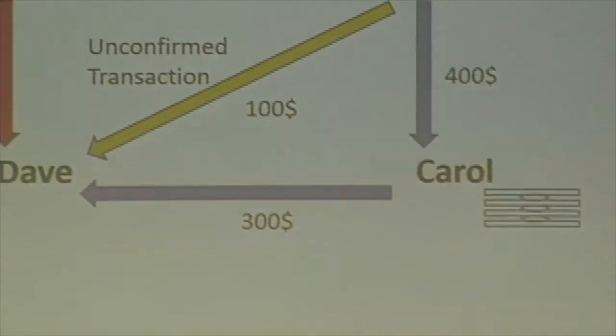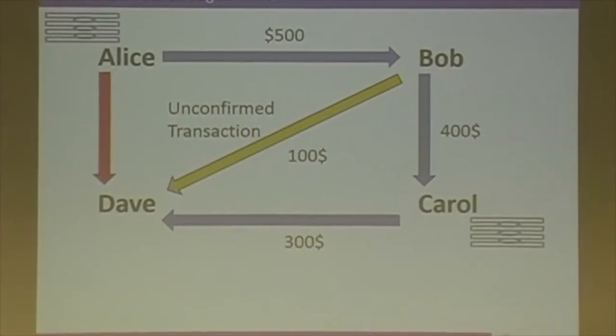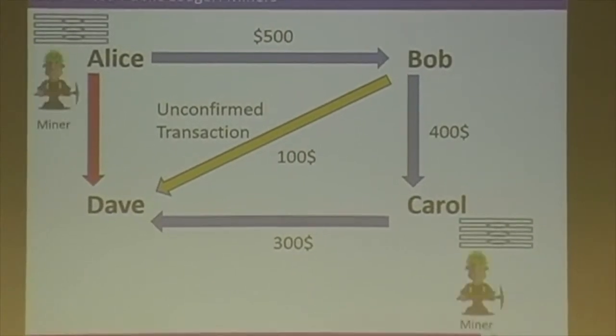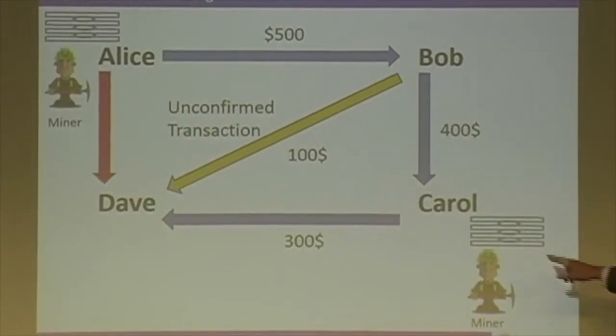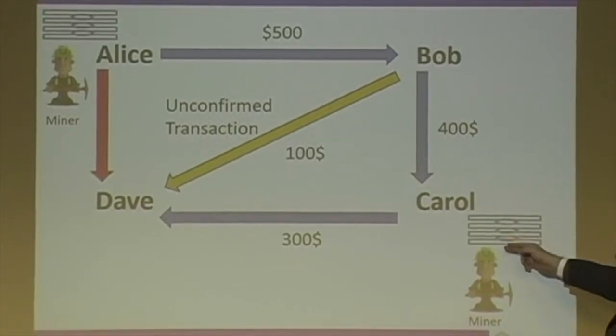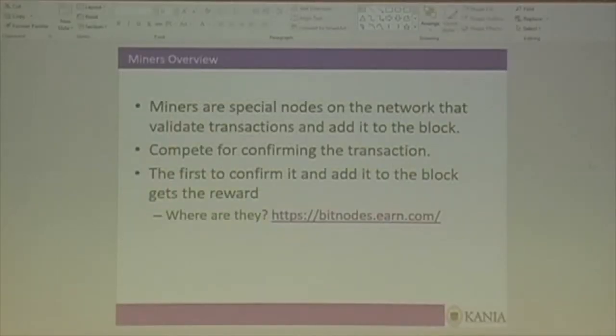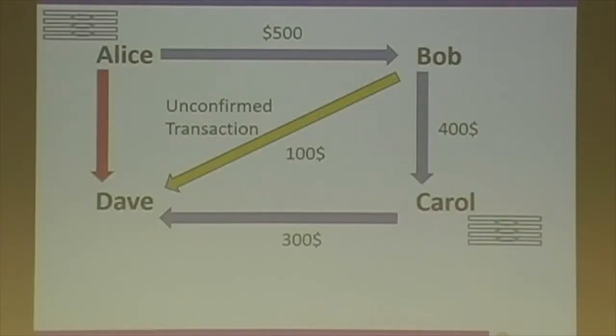Okay, so let's see here. Let's say Bob wants to give Dave $100, right? It's an unconfirmed transaction. Someone needs to do the work, right? Someone needs to validate this transaction, make sure that in my record, Bob has $100 and Dave actually exists, and that transaction needs to take place. So this is where the miners come into play.